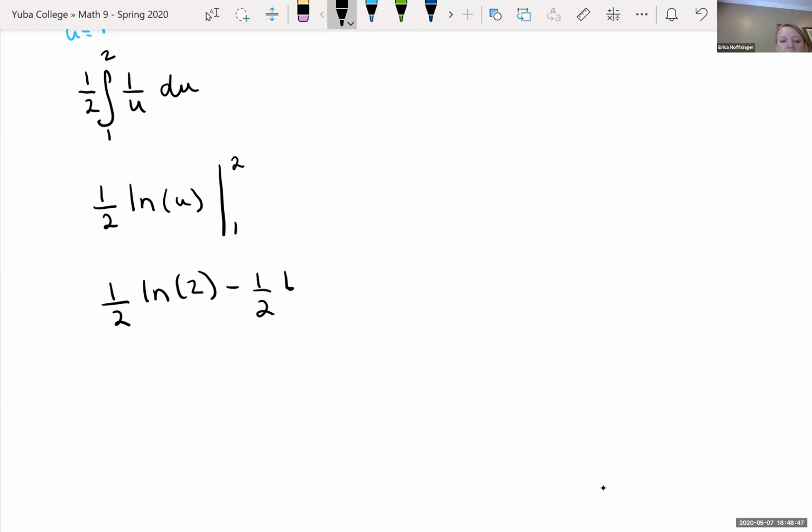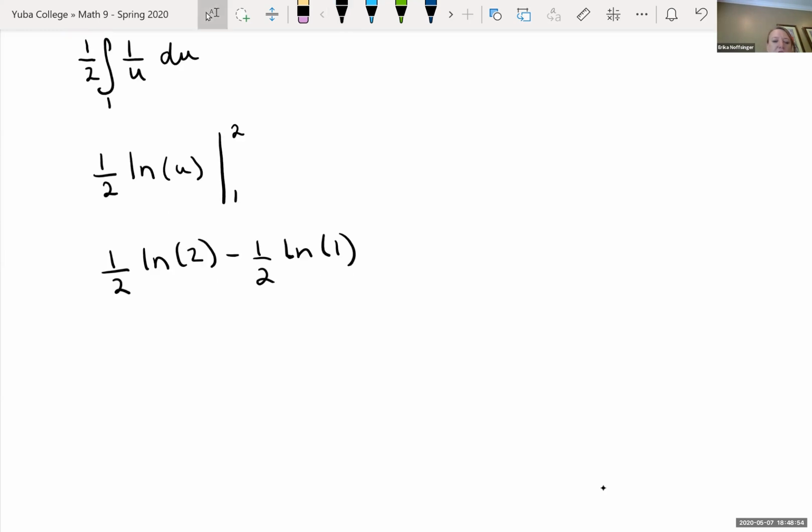So you have 1/2 natural log, plug in 2, the top bound, upper bound, minus 1/2 natural log, plug in the lower bound, which is 1. Those 2's are not going to cancel. This is basically the natural log is an exponent. I notice I can simplify natural log of 1. Remember, natural log is base e for your log. So basically this is saying e raised to what power would give you back 1? Well, e raised to the 0 power is 1. So natural log of 1 is 0. And so I'm just left with natural log of 2 all over 2.